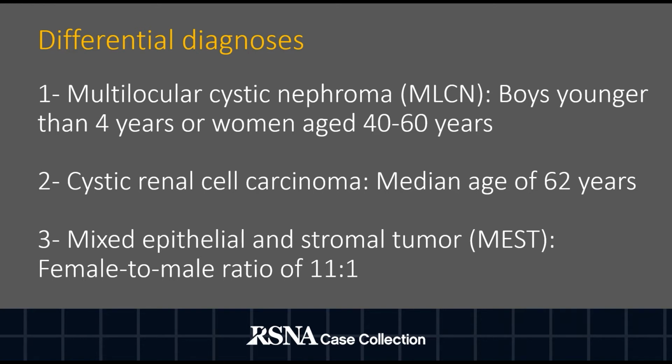Cystic renal cell carcinoma is a cystic renal mass that cannot be differentiated from other complex cystic renal lesions on imaging. The older median age helps to identify this carcinoma. Mixed epithelial and stromal tumor is a cystic renal lesion that predominantly affects females 11 times more than males.